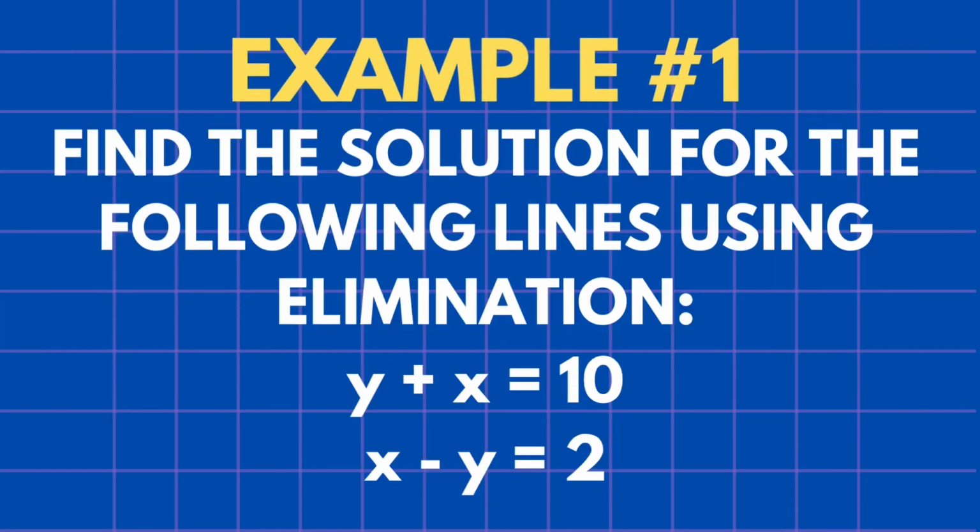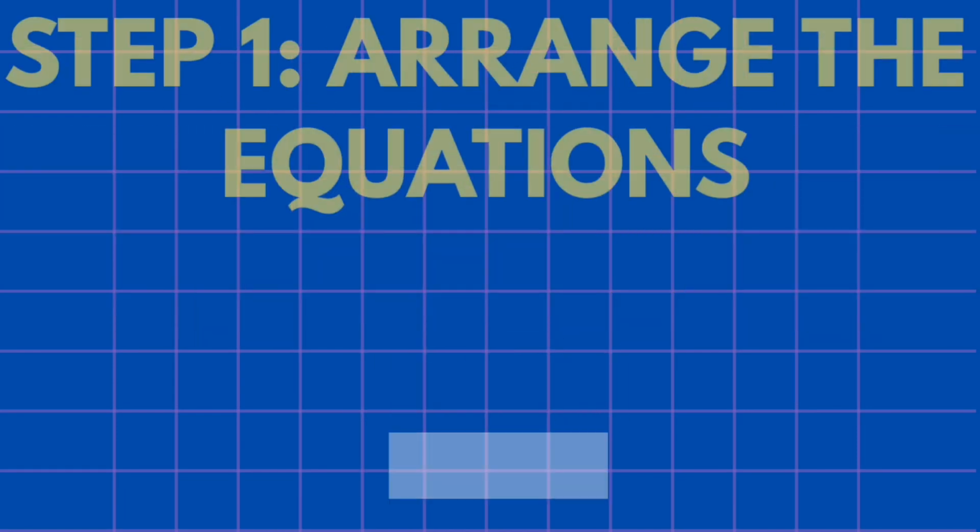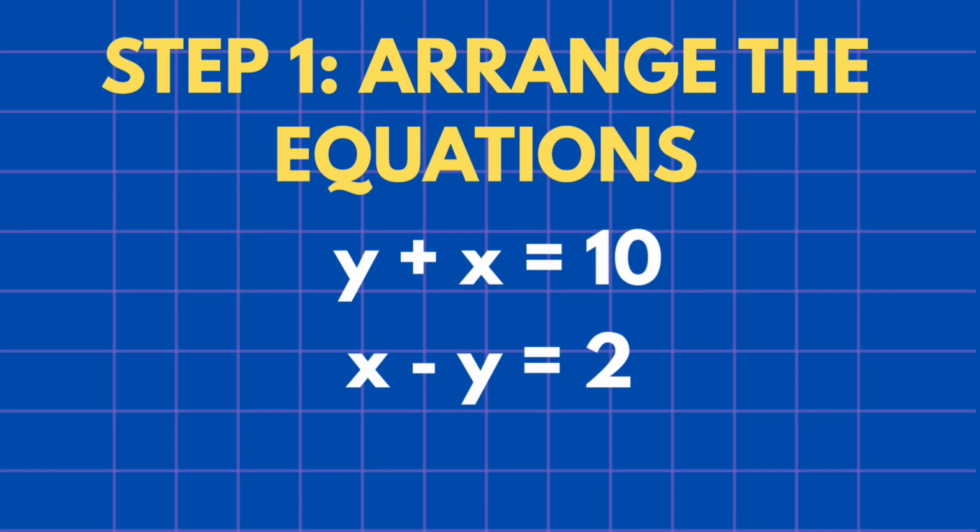Let's take a look at our first example. Find the solution for the following lines using elimination. y plus x equals 10 and x minus y is equal to 11. Step 1. Arrange the equations. Always line up the terms. Place the x terms under each other, the y terms under each other, and the constants under each other. This will make it easier for us to combine like terms.